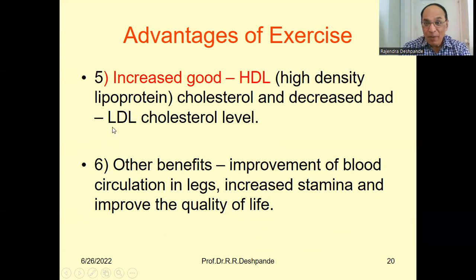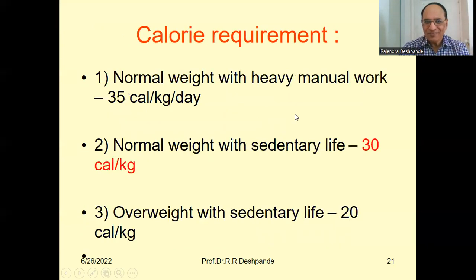And what is the name of bad cholesterol? Low density lipoprotein. Good cholesterol, HDL. Bad cholesterol, LDL. Other benefits of exercise: improvement of the blood circulation of the legs, increased stamina, and improved quality of life. Now, calorie requirement, you must know if you want to control your weight.